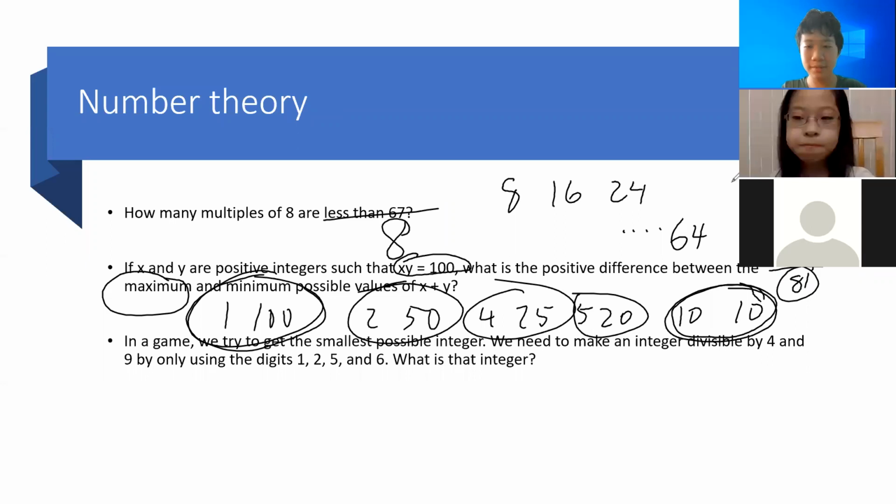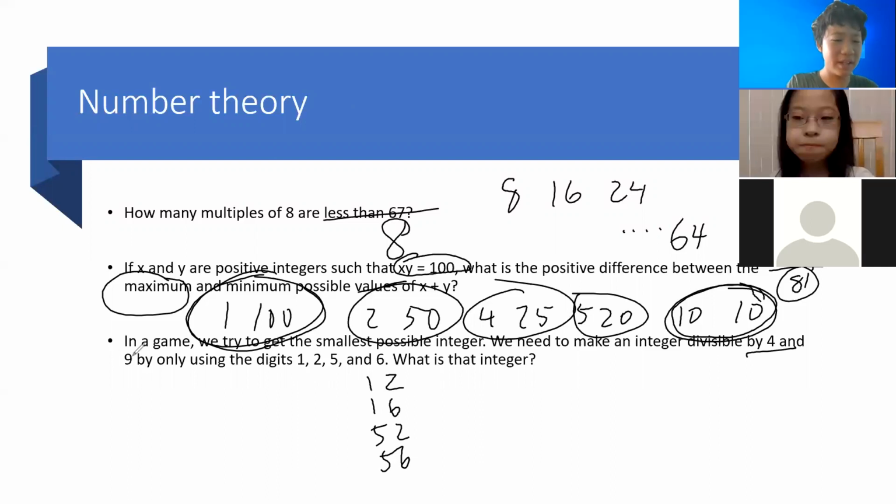Now the last one, we want to find the smallest integer made by these digits divisible by 4 and 9. I'm going to tell you guys later about the divisibility rules for 4 and 9. For a number to be divisible by 4, all we have to have is the last two digits divisible by 4. So what that means is we can just write out possible values for the last two digits, right? We can have 12, which is divisible by 4. We can have 16, 52, 56. Those are the possible values for the last two digits.